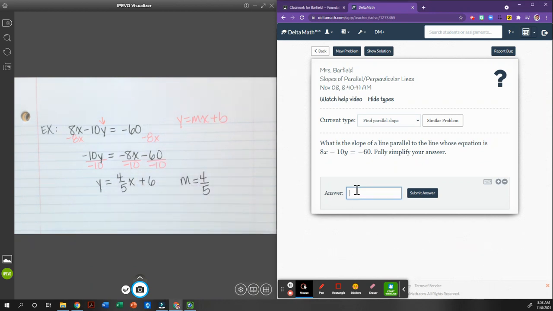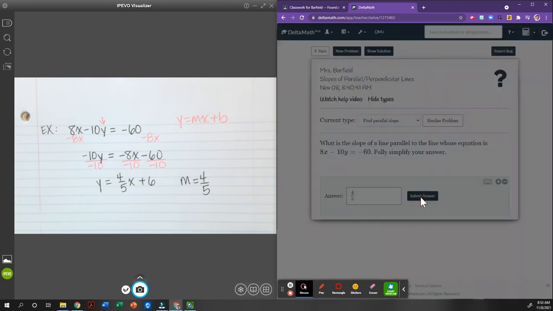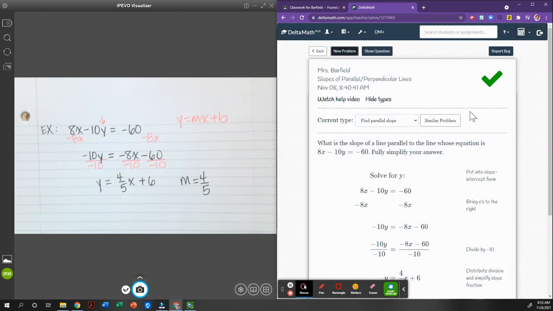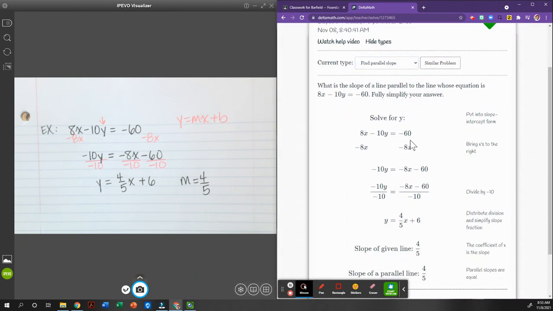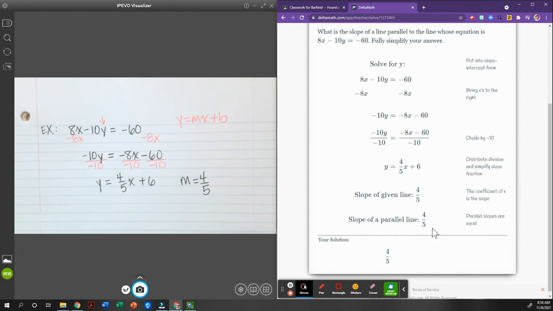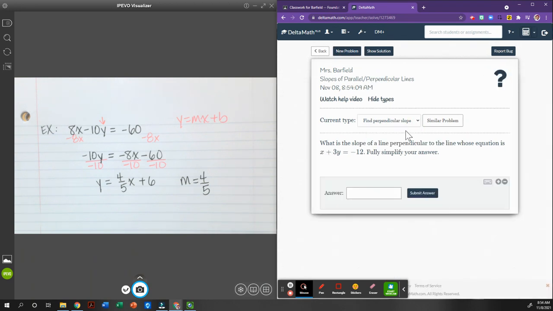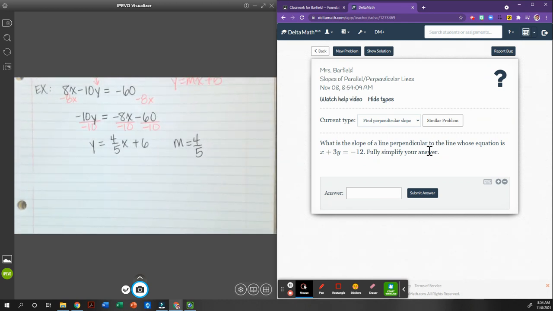So I literally just go over here. You don't have to write m equals. You're just going to type 4 divided by 5. Submit your answer and click yes. Okay, and you've got the work here. They're going to show you the exact same work that I'm doing. Parallel slopes are equal. Okay, so if you need more help on this one, I would watch the help video in Delta Math.